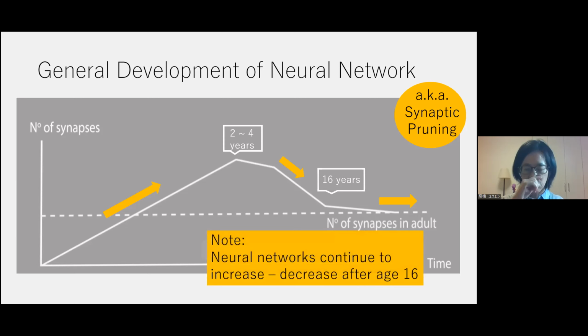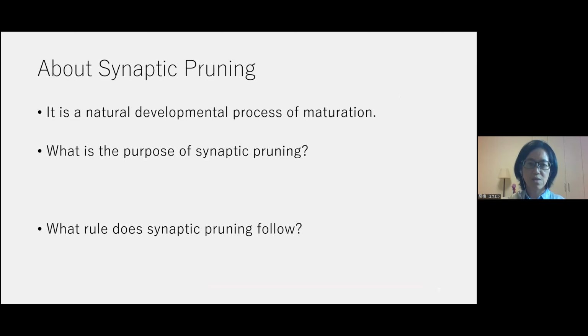I would like to point out to your attention that the neural networks still continue to have this increase, decrease kind of dynamic processing even after the age of 16. So it's not like we have growth in the number of synapses and then it drops and then flattens out and stays there. But every day our synapses grow, increase, and decrease. The point about synaptic pruning is that it is a natural development process. This is part of maturation.